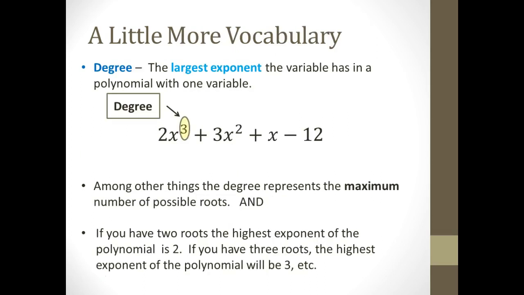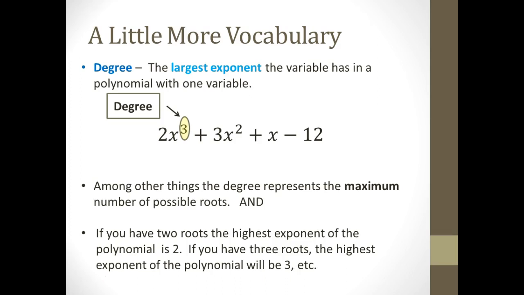Now here's a little more vocabulary, and this is something that you may not have heard before: this word degree. In this context it means something different than it meant in geometry. In algebra 2, when we're talking about polynomials, the degree is the biggest exponent. So go look for the biggest exponent. That's the degree. Among other things, the degree represents the maximum number of possible roots.